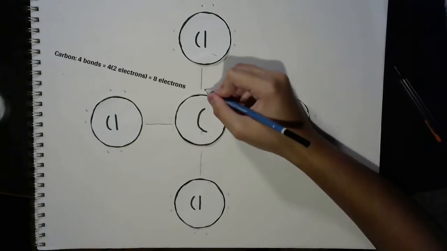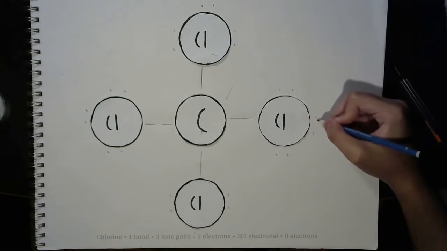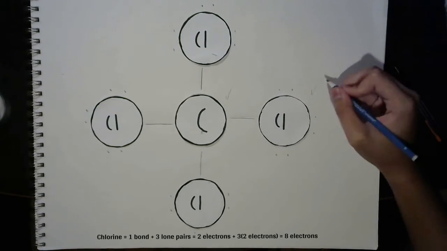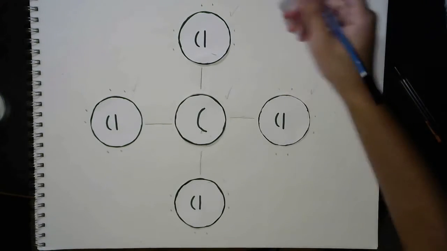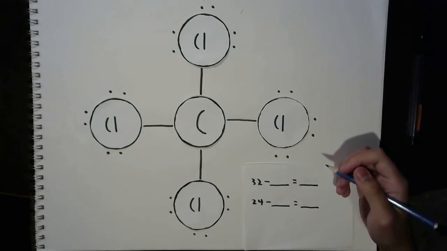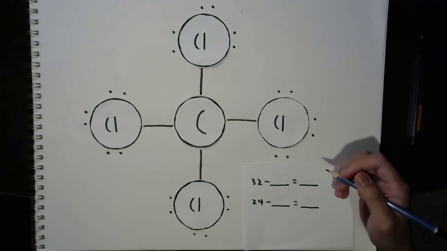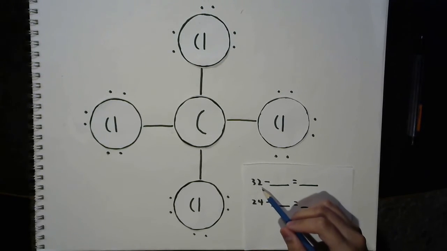Notice how carbon has 4 bonds, totaling 8 electrons. Chlorine has 1 bond and 3 lone pairs, also totaling 8 electrons. Now let's check our final structure to see if all the rules are followed. Remember that we have a total of 32 electrons in this compound.